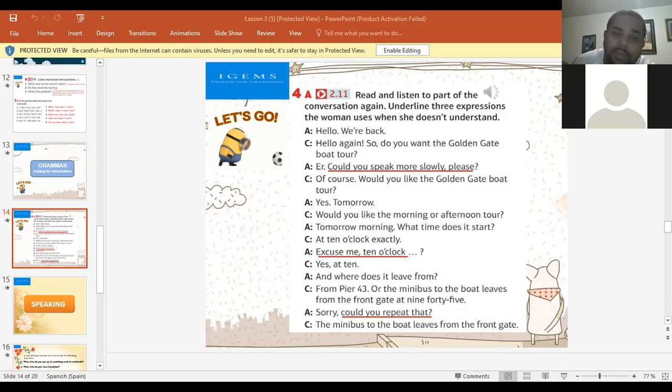What time is the starting time? You can change it. Walking tour at 10 a.m. Okay. What about the finish time? Finish time is 1 p.m. Okay.